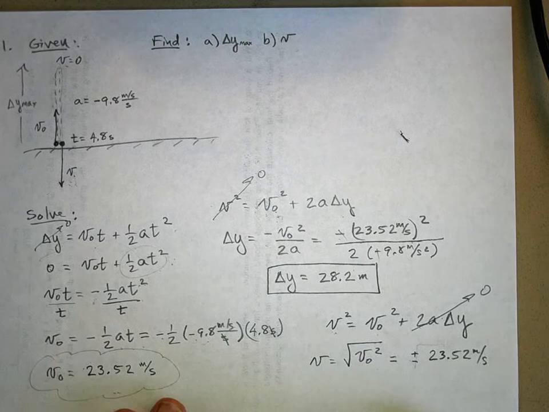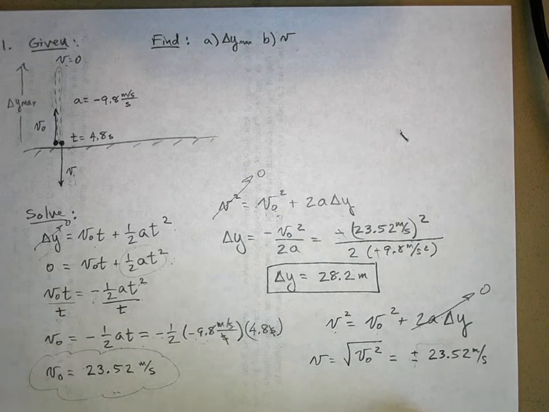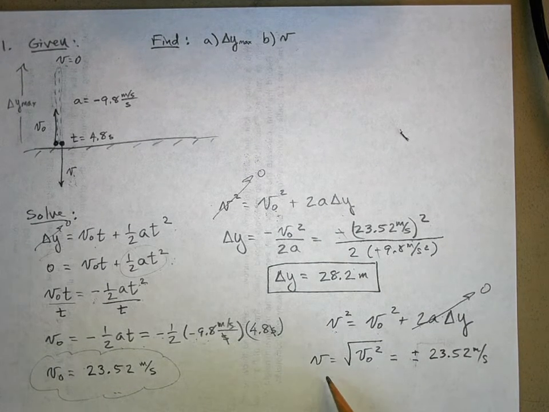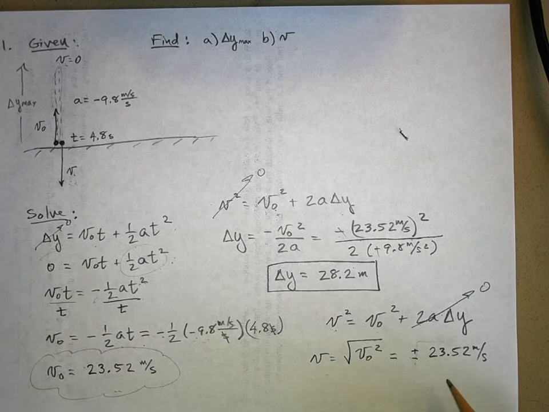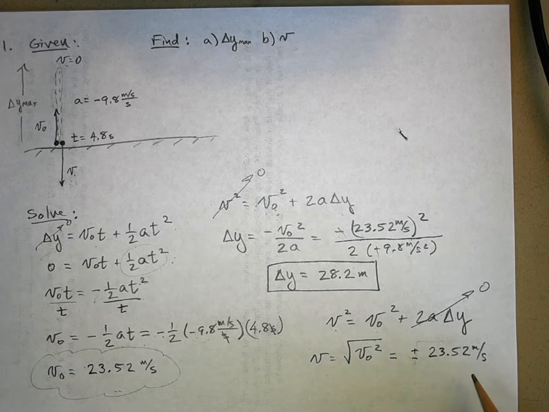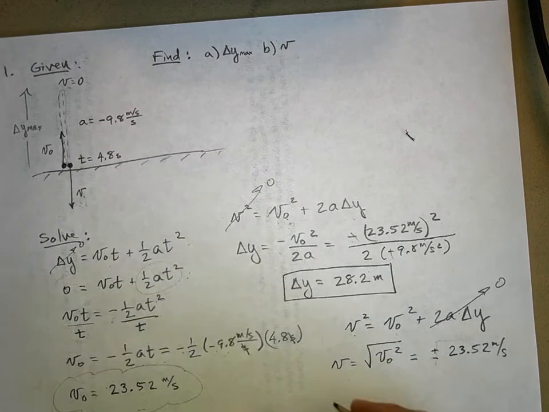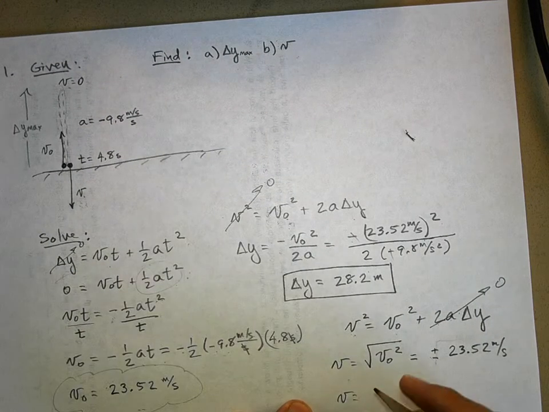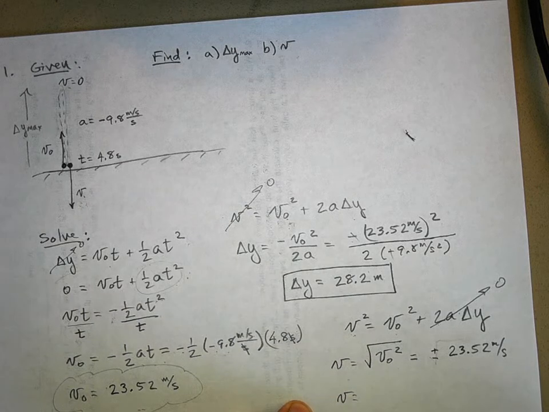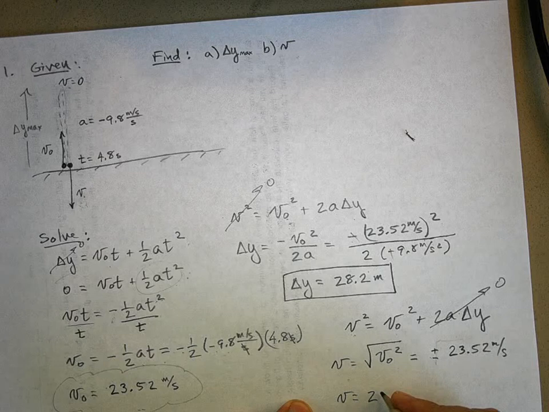Now look, let's look at the problem. The answer for my final velocity could be 23.52 meters per second, or it could be negative 23.52 meters per second. Which one do you think it is? Negative. Why? Yeah, it's negative. Why? Because it's going down. Because it's going down, yes. That was Moroni who came up with that. Good job, Moroni. All right. You're now immortalized on YouTube.